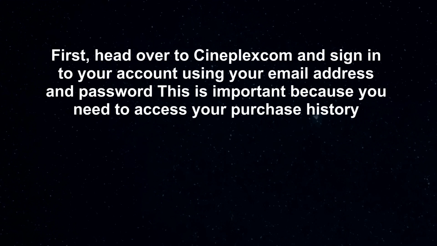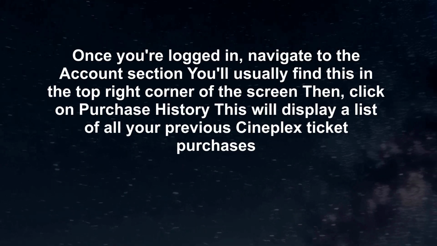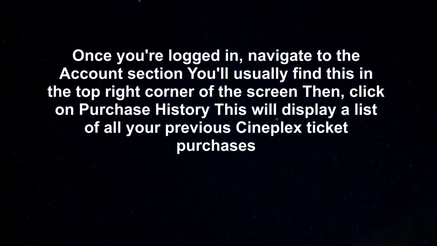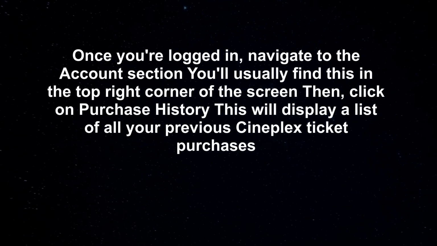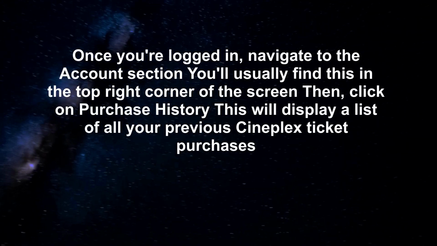This is important because you need to access your purchase history. Once you're logged in, navigate to the account section. You'll usually find this in the top right corner of the screen. Then, click on Purchase History. This will display a list of all your previous Cineplex ticket purchases.